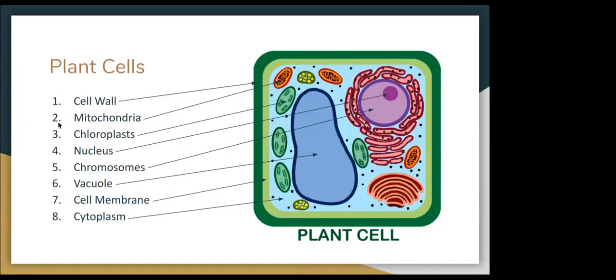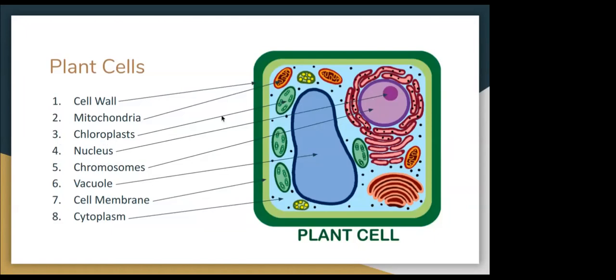All right, number 2, mitochondria. Mitochondria, these orange things, turn the food that is provided into energy. They take the glucose food and turn it into energy for the plant to use in order for the plant cell to process different things and to function.